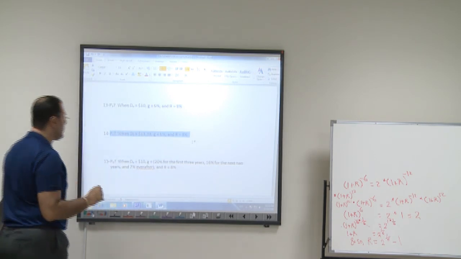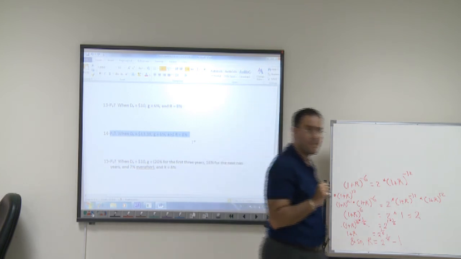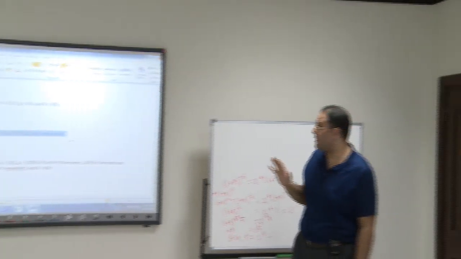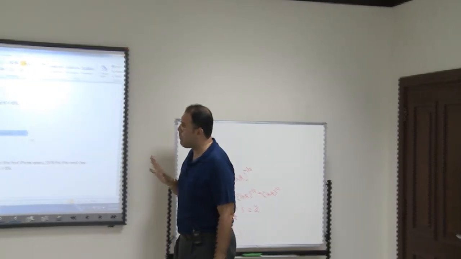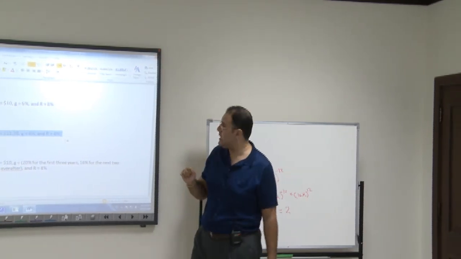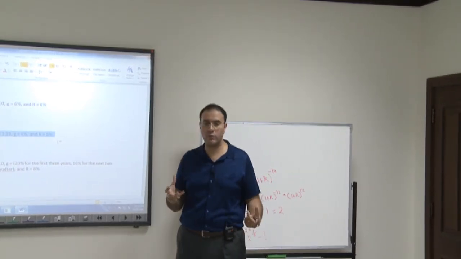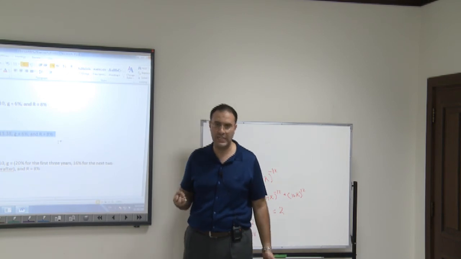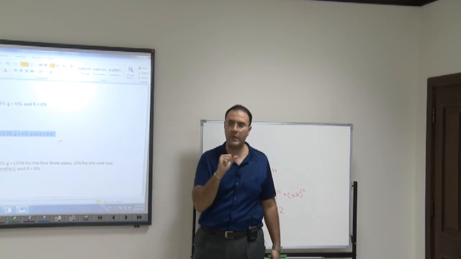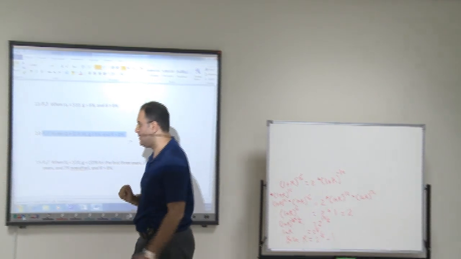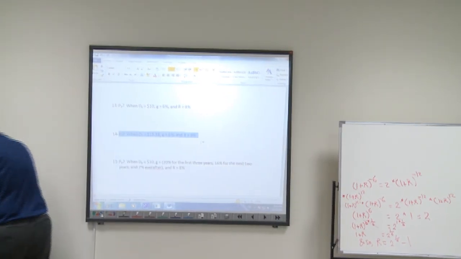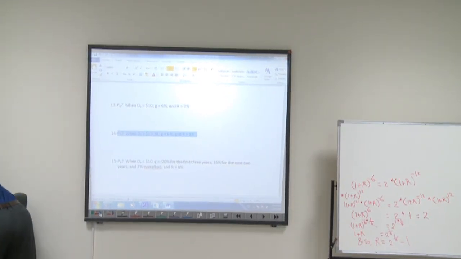Okay, so the 14th problem, what are we going to be having? For the 14th problem, again, we're solving for P0, but instead of D0, we're provided with D5, right? So we've got to go back to D1. How can we do it? Gordon growth again, and let's go ahead and do it.